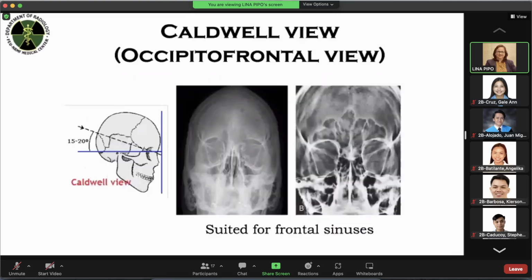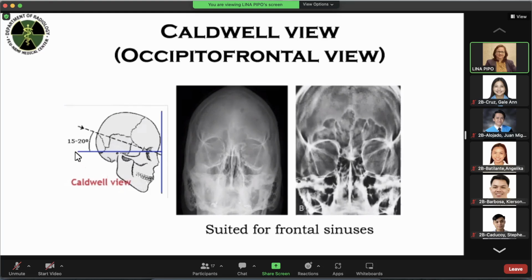So your Caldwell view, also called your occipitofrontal view, is ideally suited for evaluating your frontal sinuses. To get a Caldwell view, the patient is made to sit or stand in front of the film with the radiographic baseline tilted to an angle of 15 to 20 degrees. The frontal sinuses here are in direct contact with the bucky or grid, so there is no chance of distortion or blurring. So this is your Caldwell view.